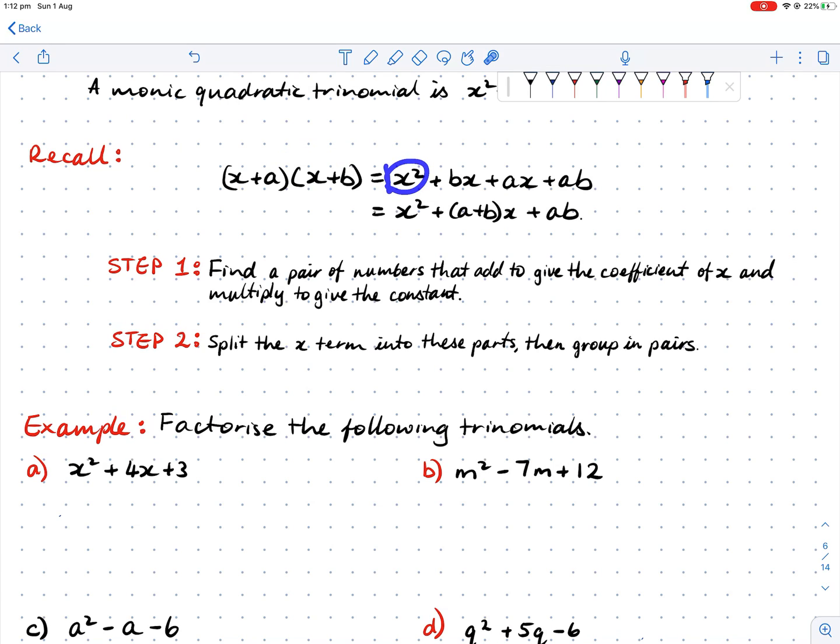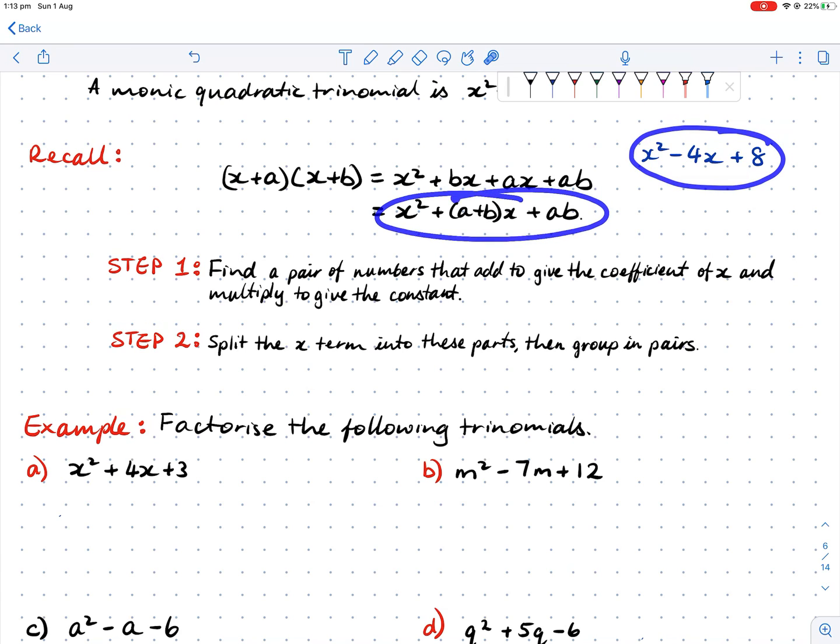Now we've got our x squared, we've got 2 terms of x, and then we've got some sort of number there. What I've just done here is factorized out x, and then I've got an a plus b inside of a bracket. If I gave you something like x squared minus 4x plus 8, and I said I want you to factorize it, then we want to compare this to this expression here, because that's going to help us to work out the two numbers in the double brackets.